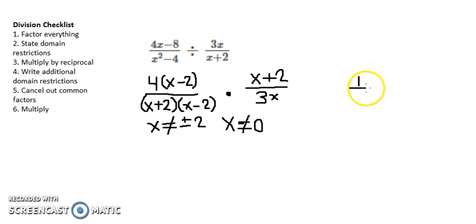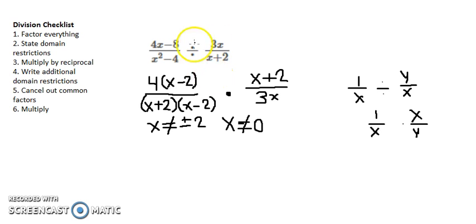Let's say that you had 1 over x. This is a different problem. Just 1 over x divided by y over x. So if this were a multiplication problem, x cannot equal 0, and that would be all for the domain restrictions. However, when you multiply by the reciprocal, you get 1 over x times x over y. And actually right here, the x's would cancel, but that's not the point. The point is that y cannot equal 0 now.